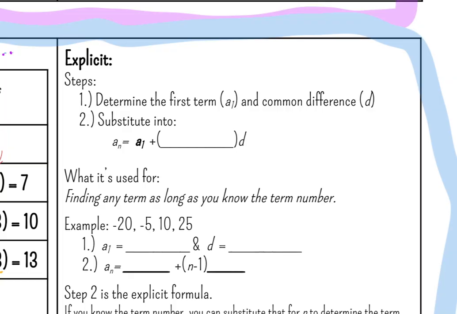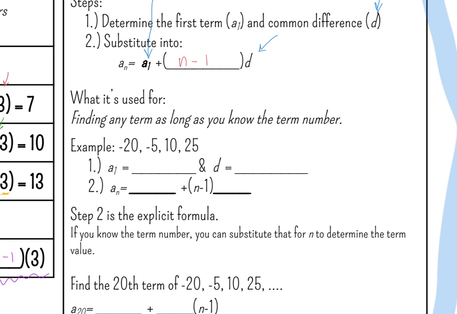So here would be the steps that you would take. Again, this is going to be the less concrete one. This one will be the more concrete one. You would first determine the first term because you need it. You would find the common difference because you need it. And then you would just substitute n minus 1 right there. Okay?